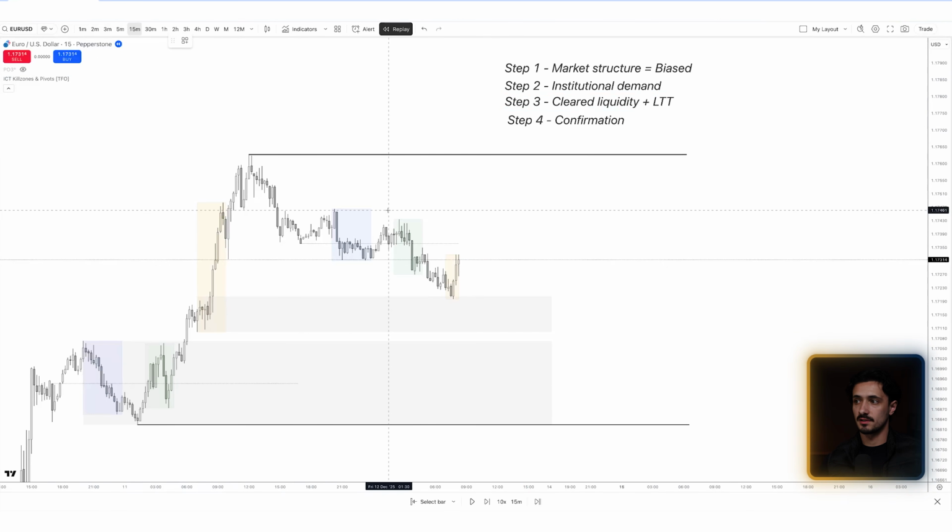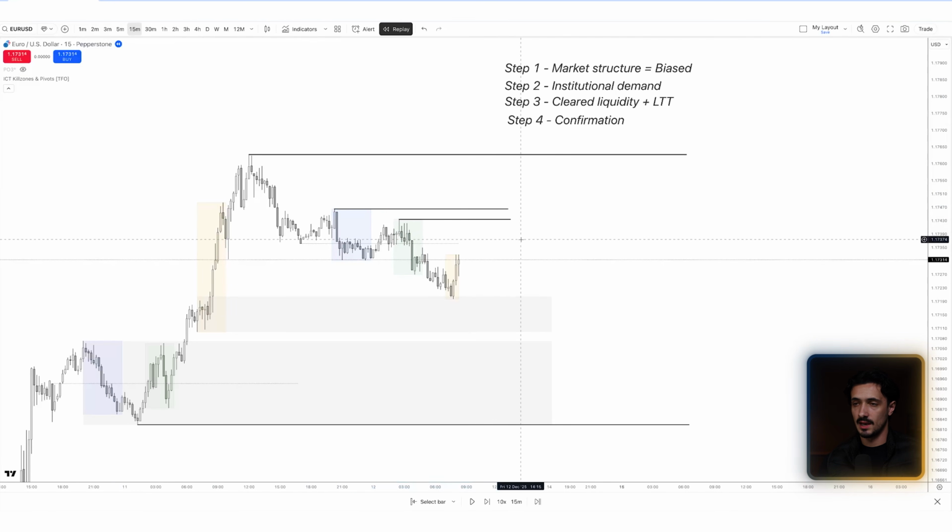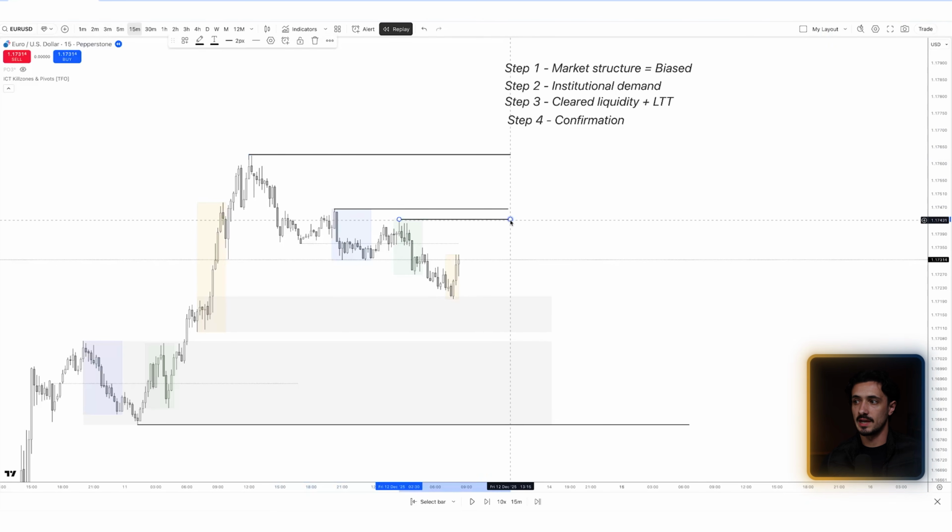I need to have liquidity to target. If there's no liquidity to target, there's no trade. I have London high, I have Asia high, and I have previous day's high. Huge, huge areas of liquidity.